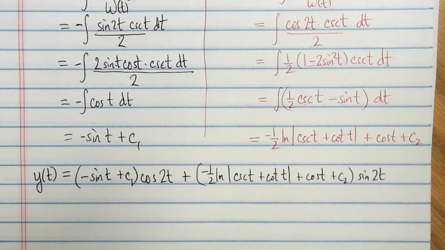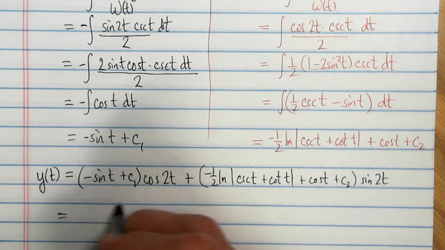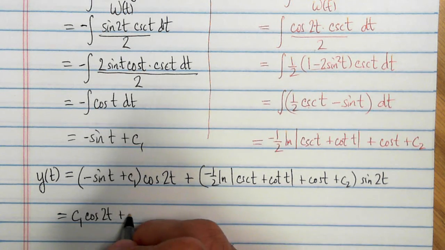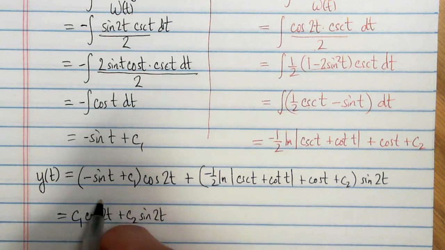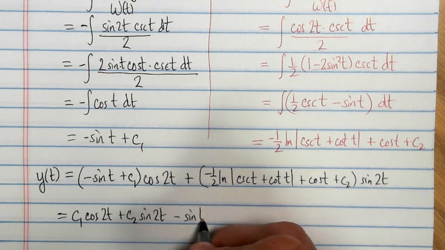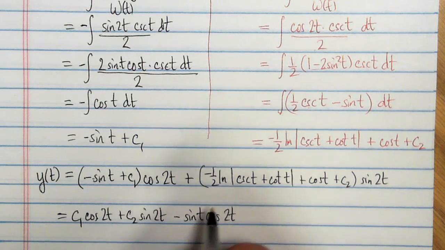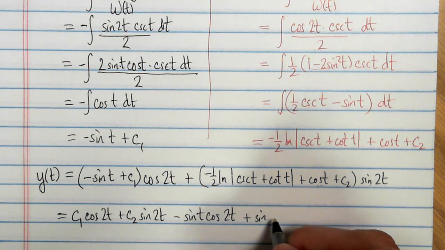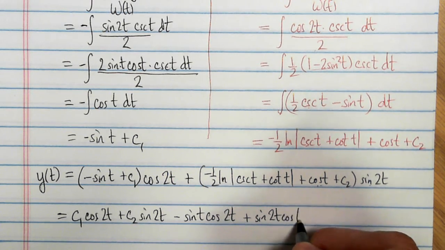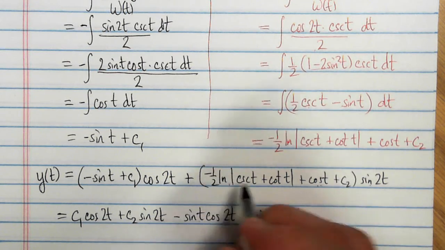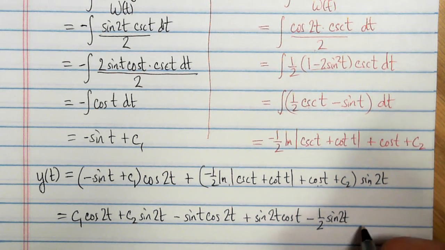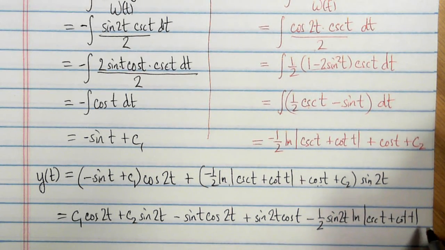Okay, from this point forward, we can try to make this as simple as possible. So first let's get the constants in front. c1 cosine 2t, then over here plus c2 sine 2t. Over here I have minus sine of t cosine of 2t. Here, I'm going to take this part first. I have plus sine of 2t cosine of t. Then the last part is minus 1/2 sine of 2t times the natural log of cosecant of t plus cotangent of t.